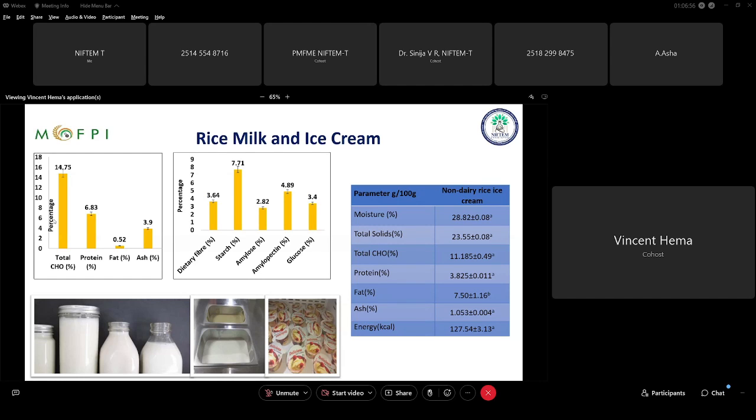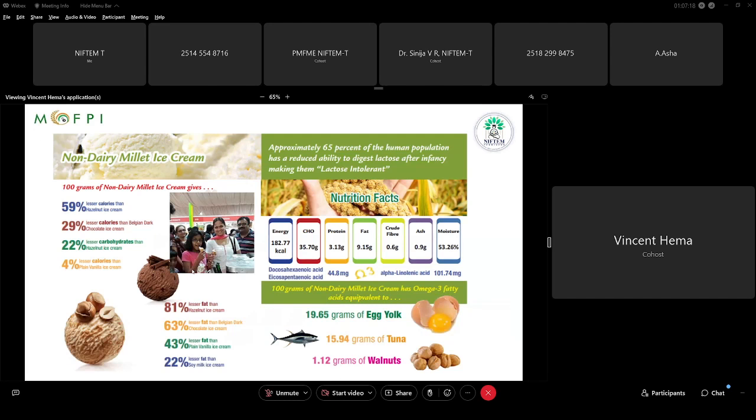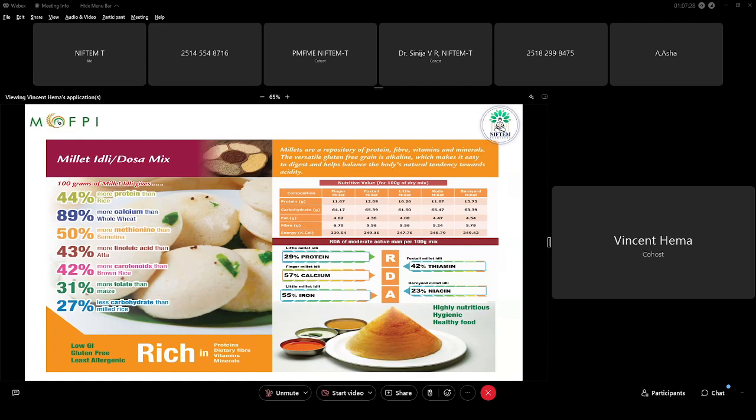So vegan milk is becoming very popular. Further, that milk can be converted into desserts and different versatile forms of frozen dessert, for example ice creams and gelato kind of products that I am able to process. And it's a successful model we have in non-dairy ice cream, which is developed using this millet milk. Similarly, we can produce ice cream using the rice milk.